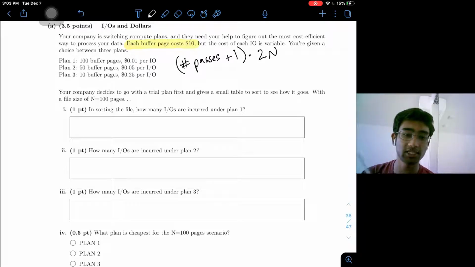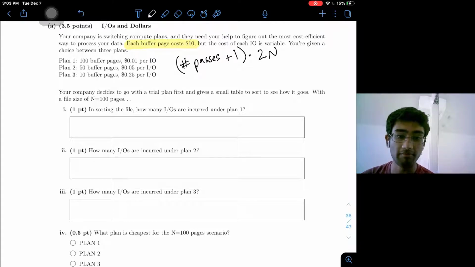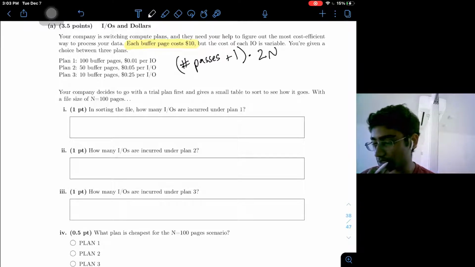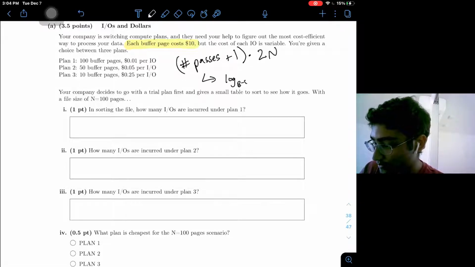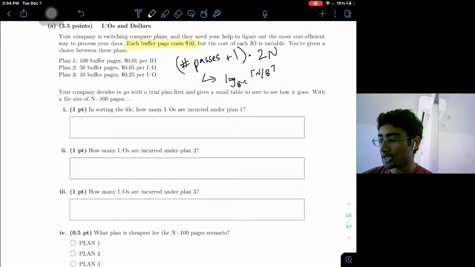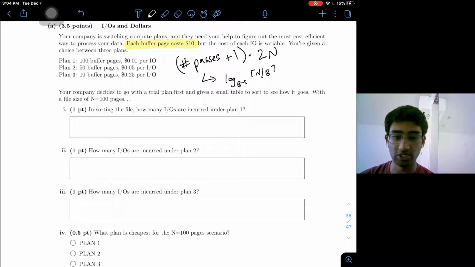The reason for that is because in each pass, you're doing a read of all the pages and then a write of all the pages. So that's why it's 2. 1 for the read, 1 for the write. So we just need to figure out the number of passes and then multiply that by 2n to get the total IO cost. And we can always verify this number of passes by doing log base B minus 1 of n divided by B. Because n divided by B is the number of runs that we have, and then B minus 1 is the amount of runs that we're able to merge at the same time.